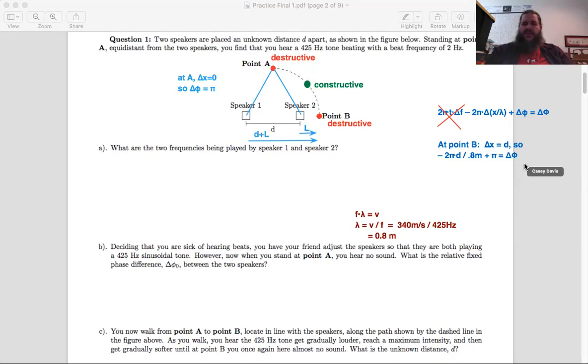So what's one full cycle in radian measure? Constructive is 2n pi. Right, because that's a whole number of cycles. Destructive is going to be n plus 1 over 2 pi.